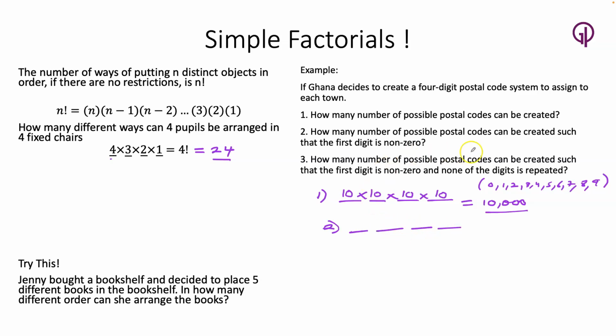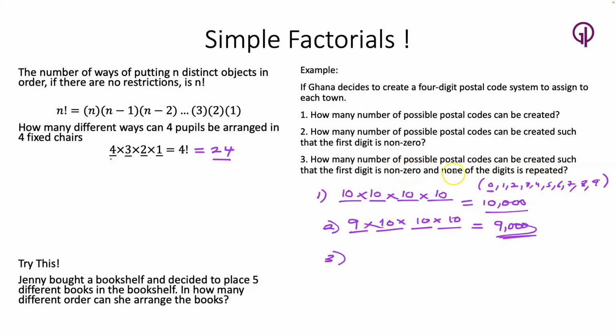Four slots again. Now, how many possible postal codes can be created such that the first digit is non-zero? So here, if you consider this first slot, you realize that because 0 cannot be part, we only have 9 possible choices for the first slot. And then the rest will be 10. Okay, multiply all the choices. And then you have 9,000 different postal codes. Now, number 3.